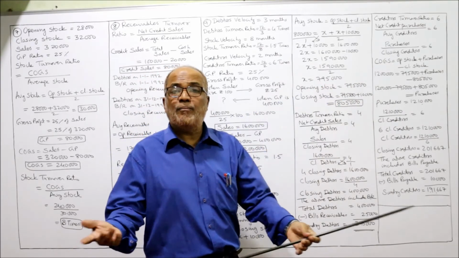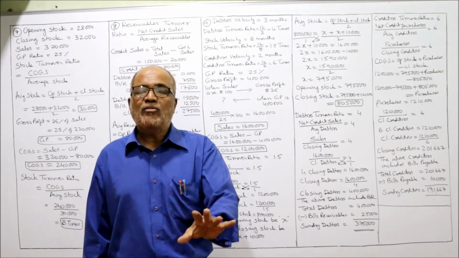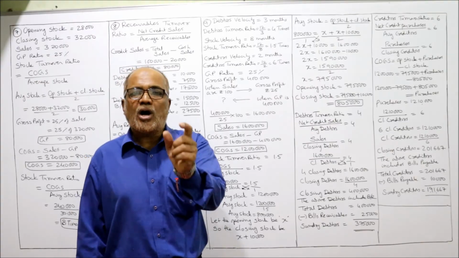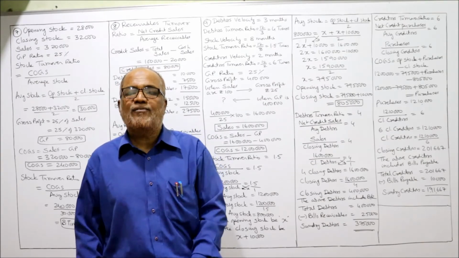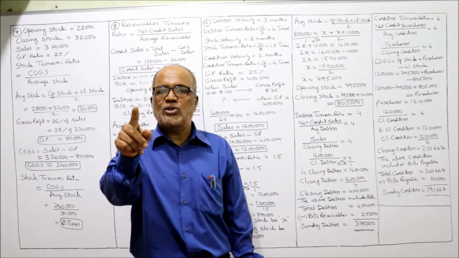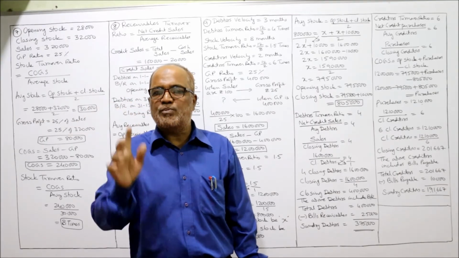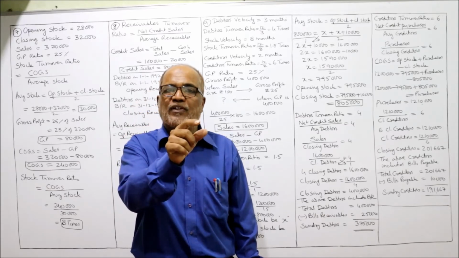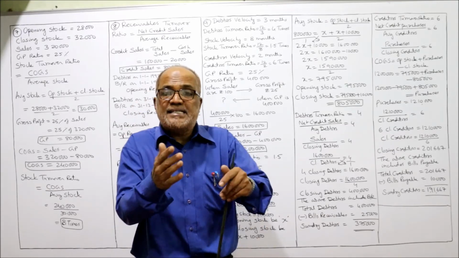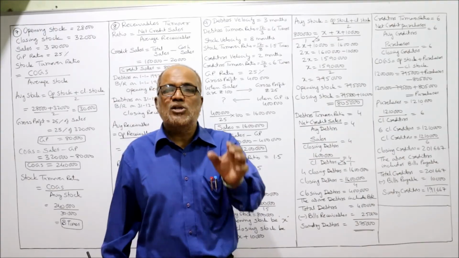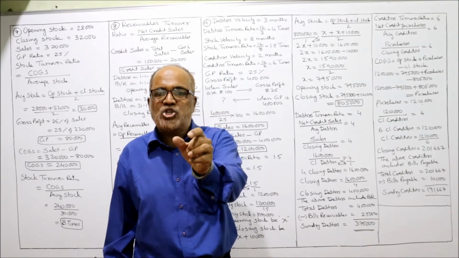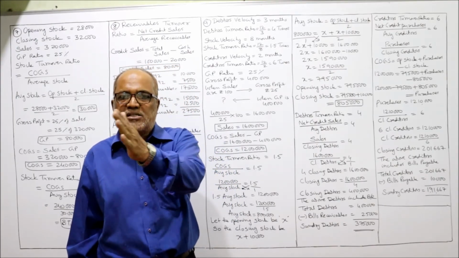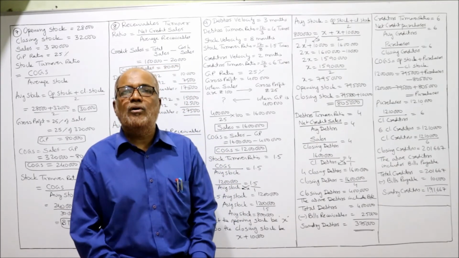Now purchases, we don't have purchases also. So we have to find out purchases. There is a formula for COGS, cost of goods sold. 2 formulas are there for COGS. One formula for COGS, sales minus gross profit. That is the COGS. Second formula for COGS is opening stock plus purchases minus closing stock. Opening stock plus purchases minus closing stock will give you COGS.